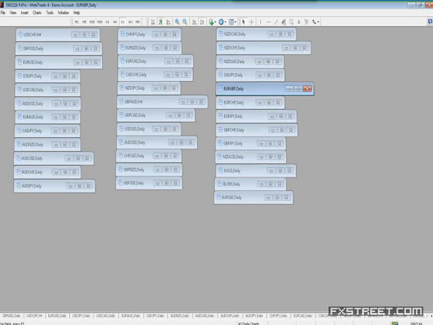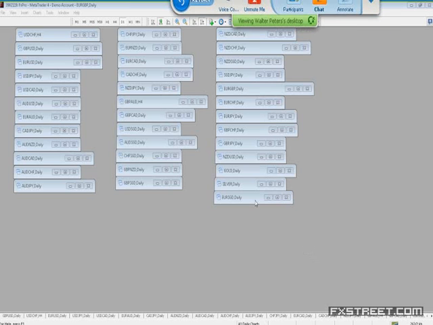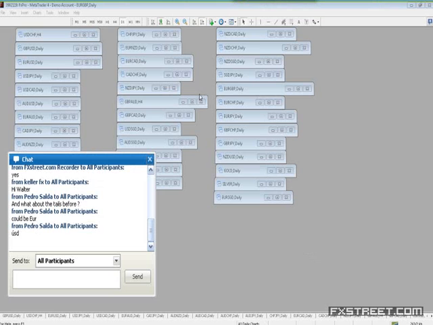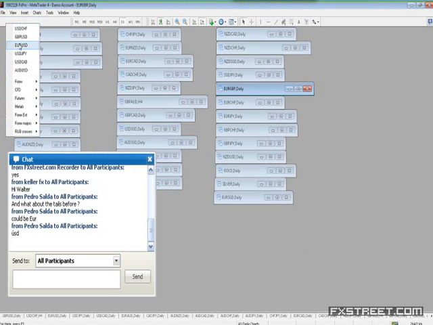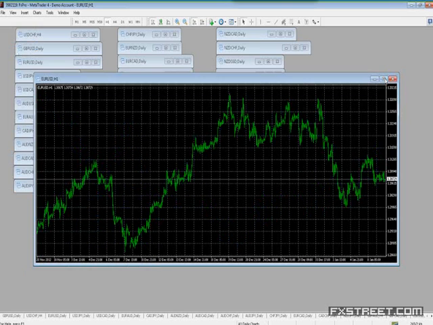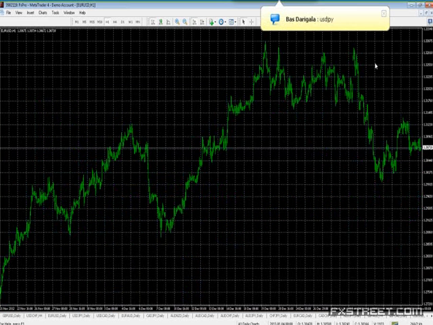Who has a market that you would like to look at right now? Could be the euro. Okay, let's do that. Let's do the euro. And what time frame do you want to use?